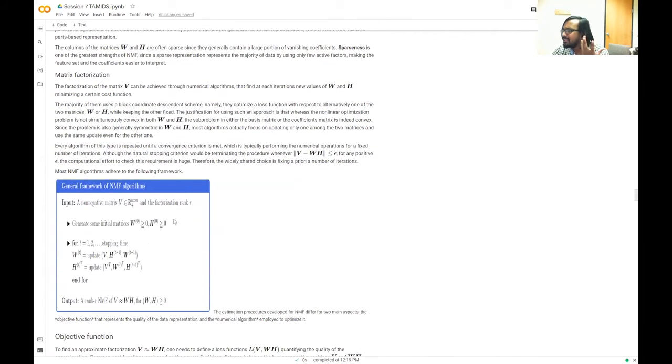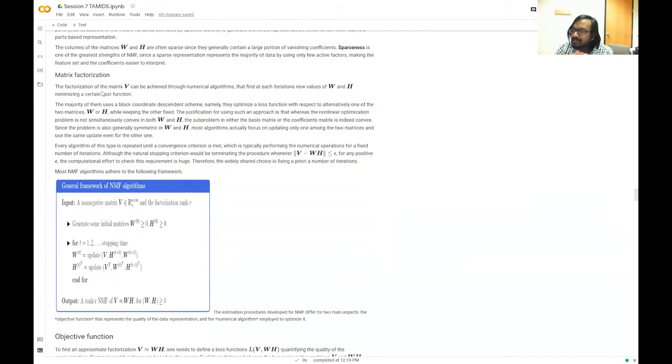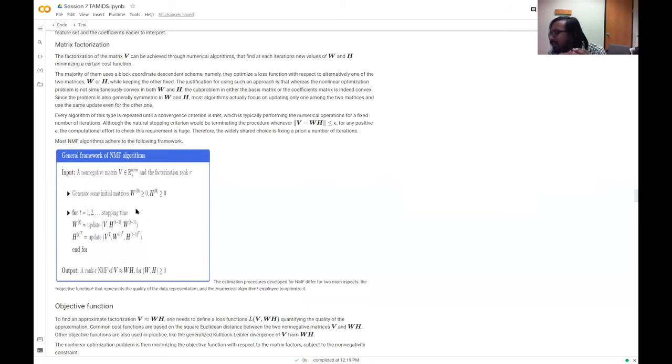Let us look at the overall idea of how we perform this factorization. We start with a matrix V, and then we decide that we are going to use a factorization rank r. That means our W matrix is going to have rank r. The first step is to come up with some initial guesses for W and H, which we call W0 and H0. Then, based on certain algorithms, we update the values of W and H so that their product becomes closer and closer to V.